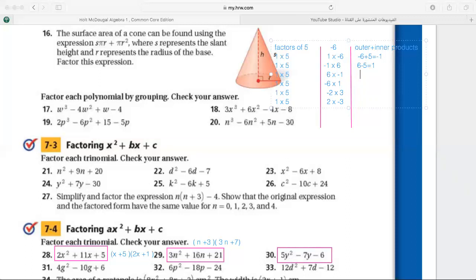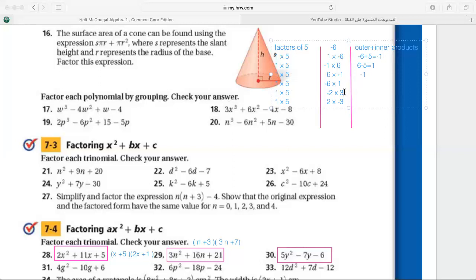Outer here is 1 and negative 1, so it will be negative 1. Inner is 30. I will not waste my time. Of course, 30 will not give me negative 7. And this one also, I will not waste my time. You know why, Tala? Because outer is 1 and inner is 30, so I will not waste my time and do it.